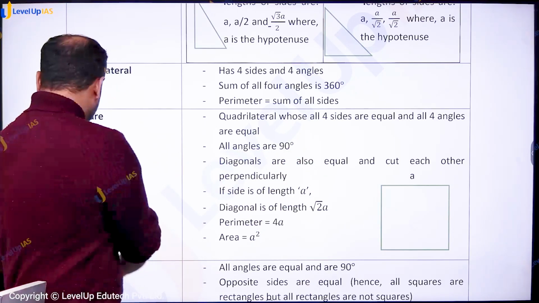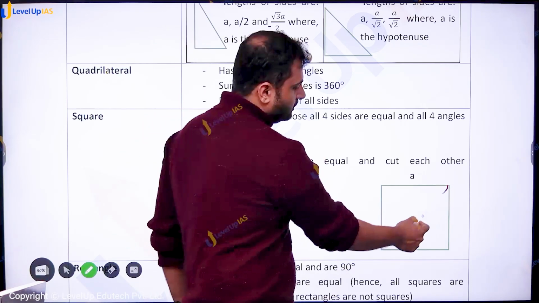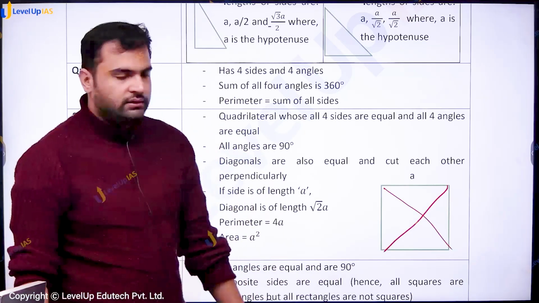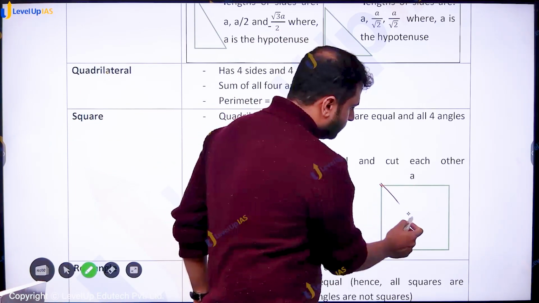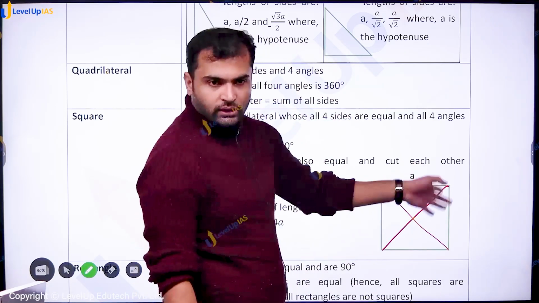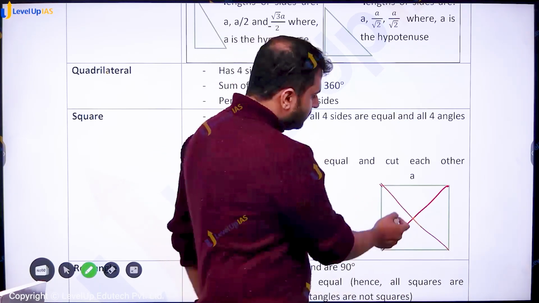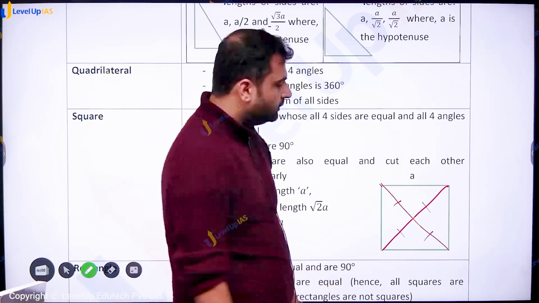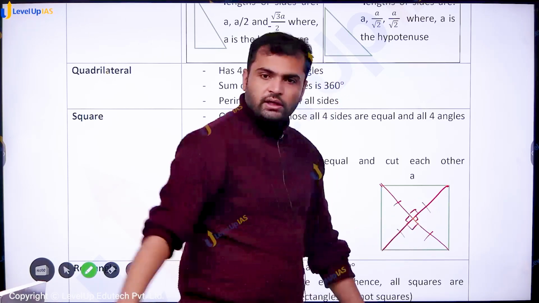Diagonals are also equal. What is a diagonal? A diagonal is a line joining opposite vertices. This is one diagonal, this is another diagonal, they are also equal, so everything is symmetric. Then they cut each other in half, so this side is equal to this side is equal to this side is equal to this side, and every angle is 90 degrees as well. This is the total angle, the central angle.